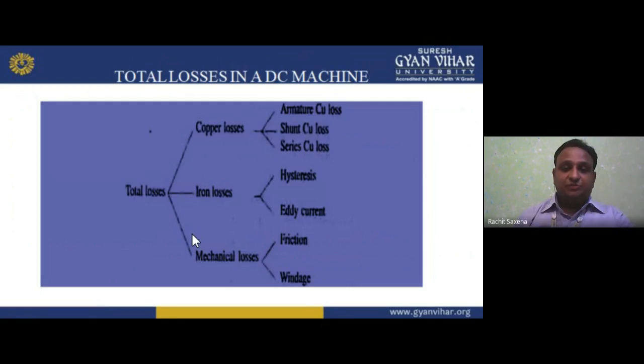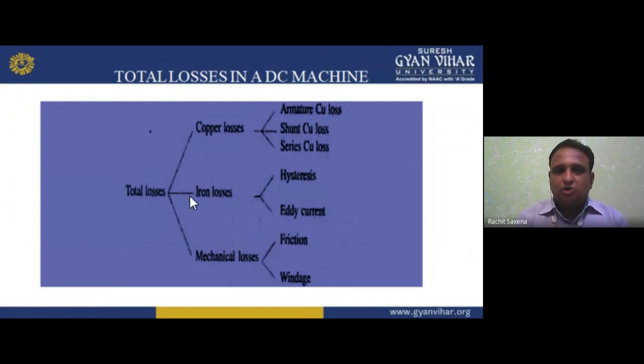Now, the first part we have covered. The second part is starting right now: total losses in a DC machine. My dear students, if I am talking about the losses in a DC machine, we have these 3 categories under the total losses. First is copper loss, second is iron loss, third is mechanical loss.